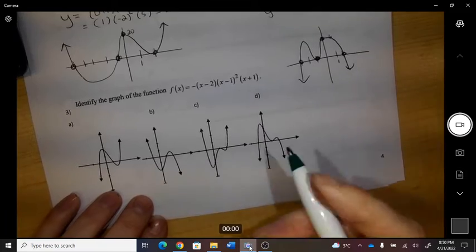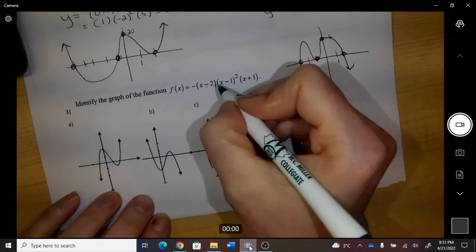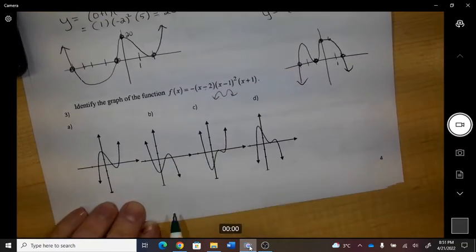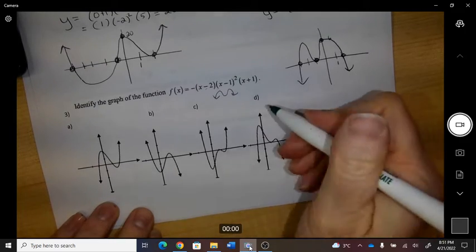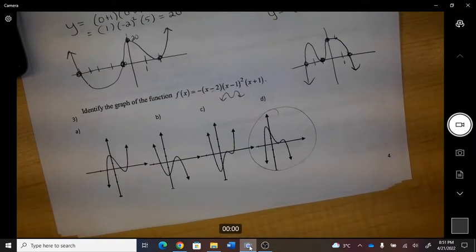Identify this graph. So 1, 2, 3, 4, it's a negative 4th degree. So hey, there's only one possible, D.